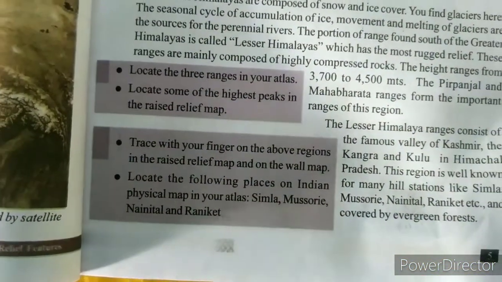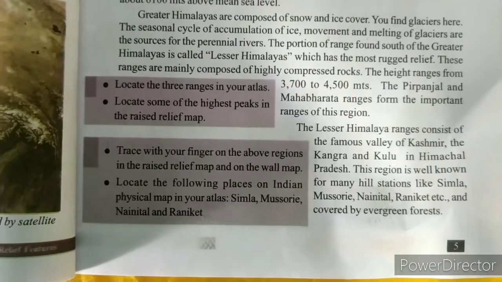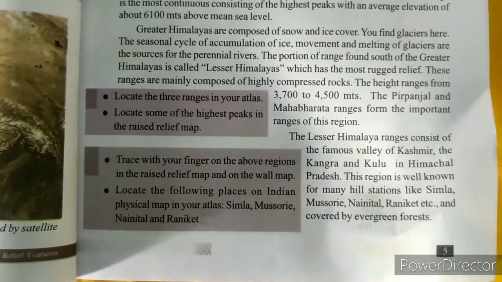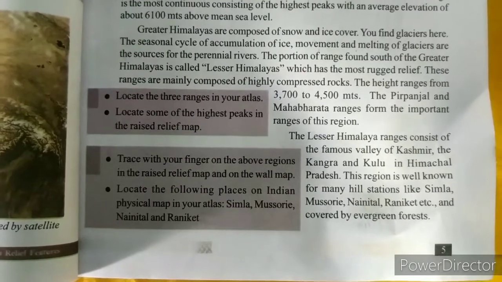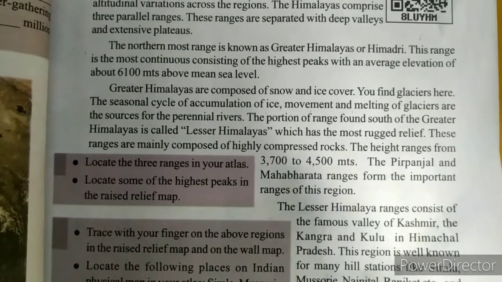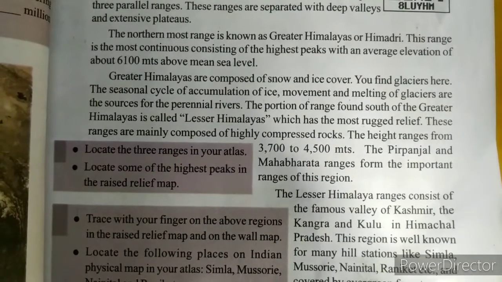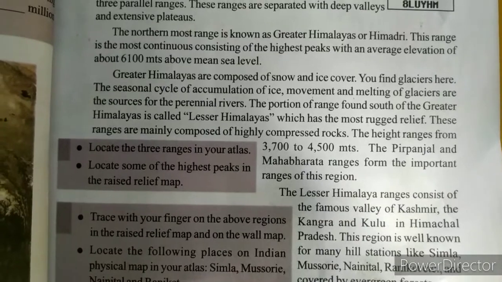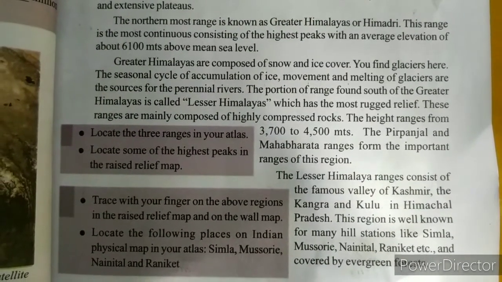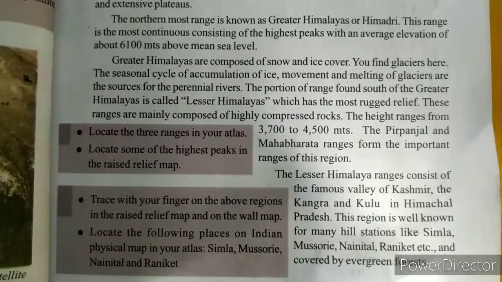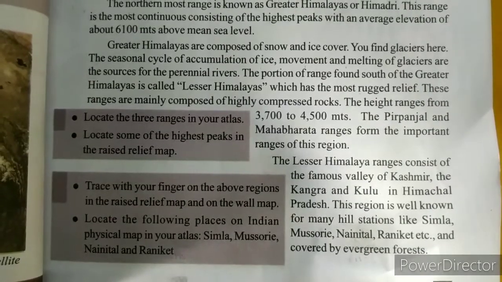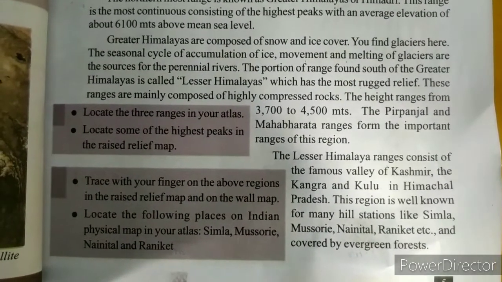The first one, Himadri. The average height of the Himadri is almost 6,100 meters from the mean sea level, and it is almost completely covered by ice and snow. South of the Greater Himalayas, there is the second range, called the Lesser Himalayas. These are compressed rocks extending almost 3,700 to 4,500 meters.